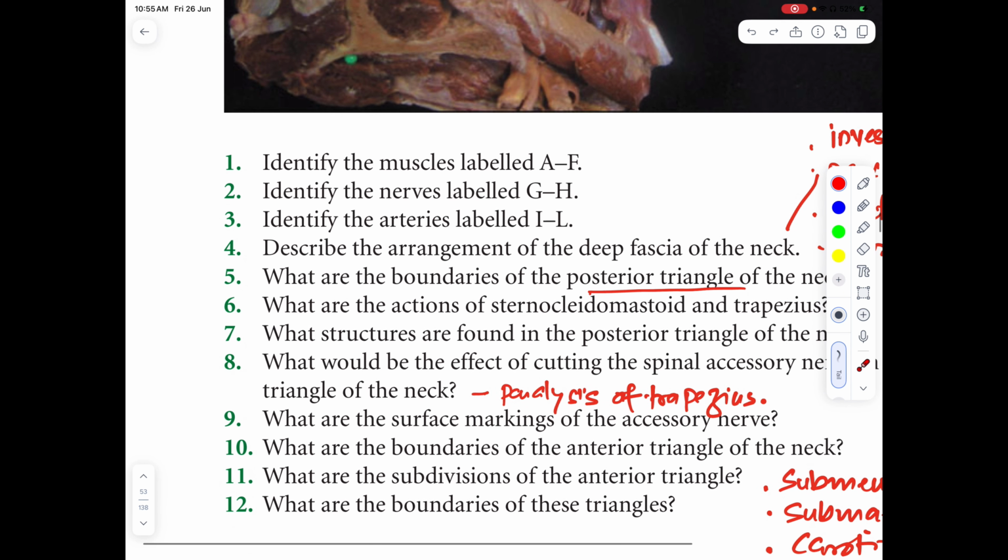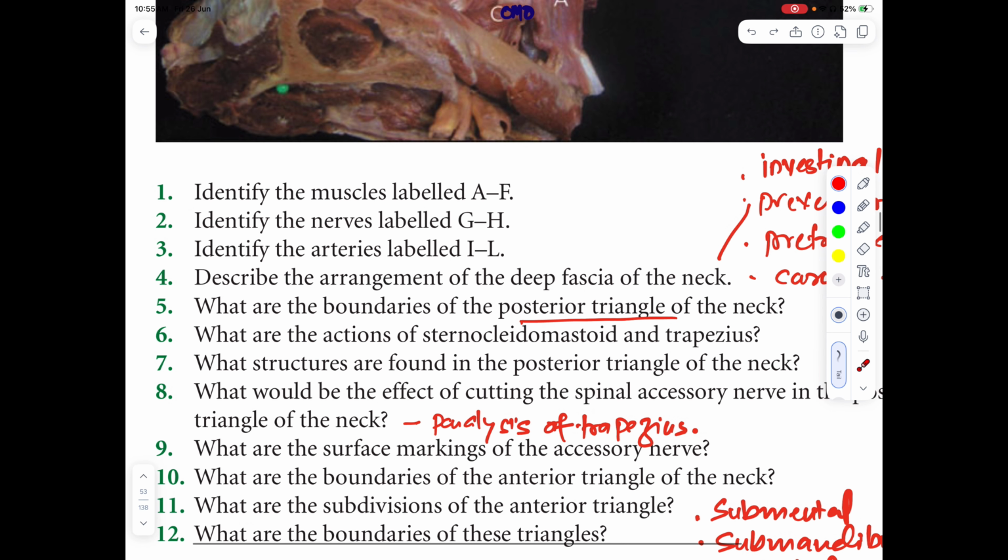Then what are the actions of sternocleidomastoid? It turns the head to the opposite side and helps in shrugging the shoulder. Structures found in the posterior triangle. You find so many structures in the posterior triangle.